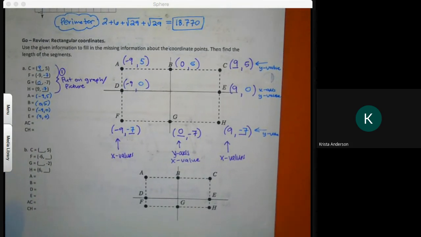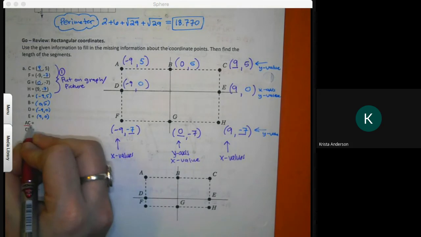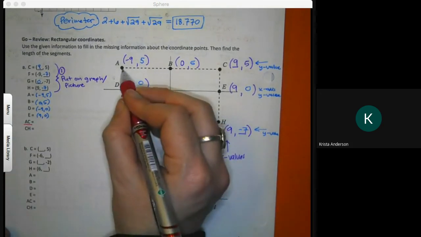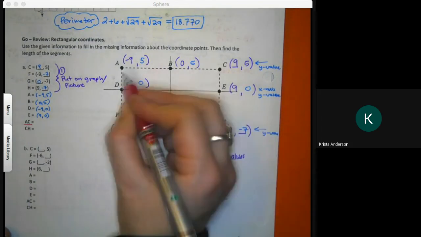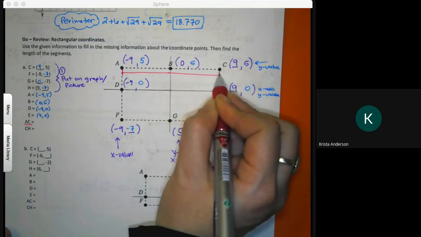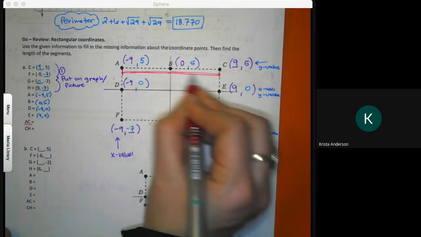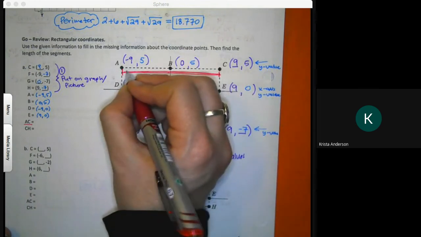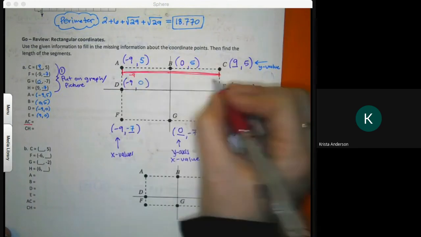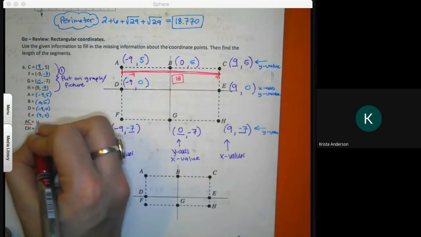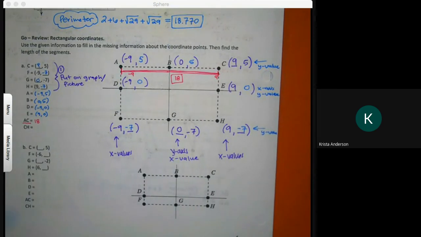Does anybody think they know what A to C means? The whole top row. How long is it? If it goes from the left, negative 9, to positive 9, that's 18. Yep, for the x.